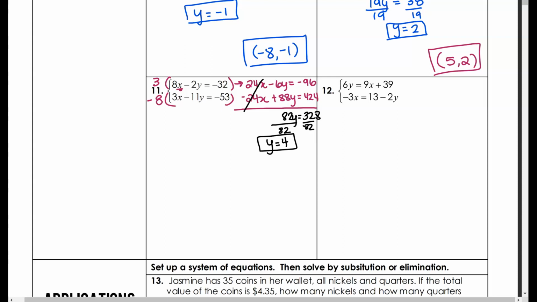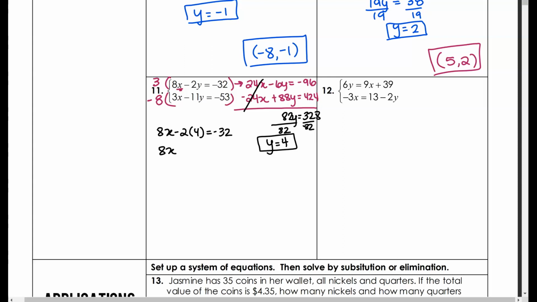So let's come over here. I'm going to pick one of these equations. I'm going to go ahead and pick the first one. So 8 times 4 minus 2y equals negative 32. 8 times 4 gives me 32. Oh, I plugged in x for 4. Sorry, instead of plugging it in for y, I plugged it in for x. So it's going to be 8x minus 2 times 4 equals negative 32.